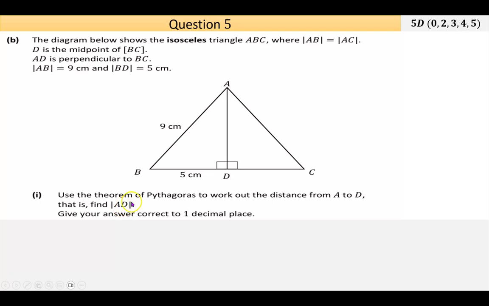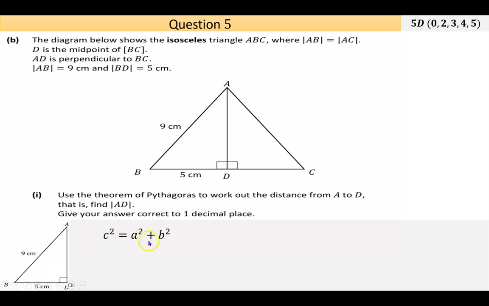Part 1 then says, use the theorem of Pythagoras to work out the distance from A to D, that is, find the length of AD. So in essence, we're trying to find this side here. Now, I would suggest always redrawing the triangle. That could get you the low partial of 2. And if you realize that Pythagoras' theorem is given to you, I've redrawn the triangle here.